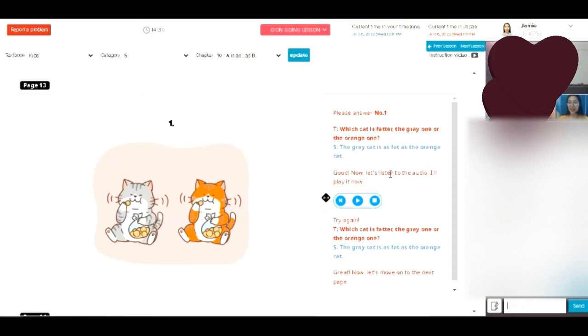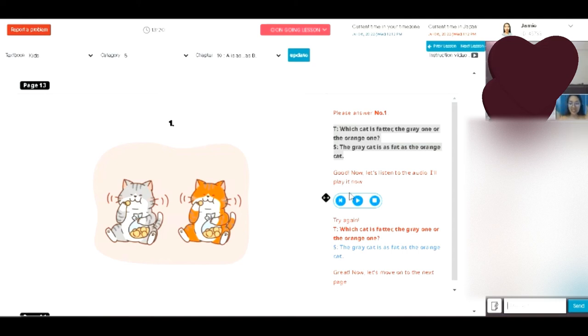Which cat is fatter, the gray one or the orange one? The gray one is as... hold on. Okay, I'll repeat the question. Which cat is fatter, the gray one or the orange one? The gray one is as fat as the orange one. The gray cat is as fat as the orange one, as the orange cat. Okay?